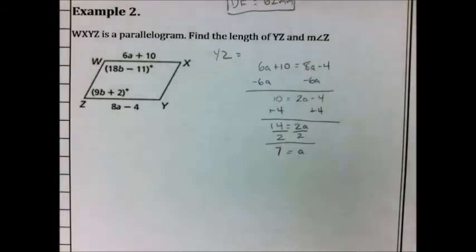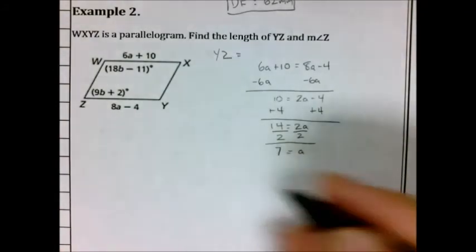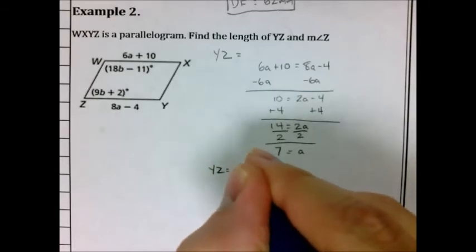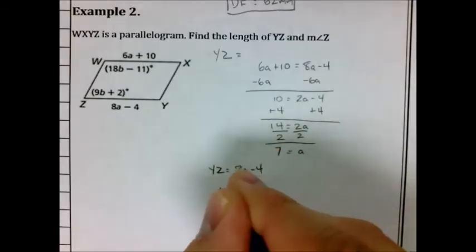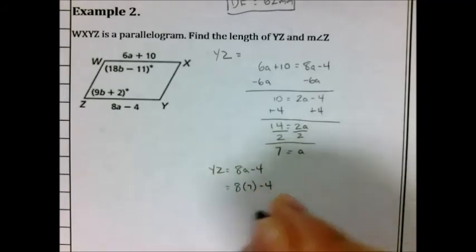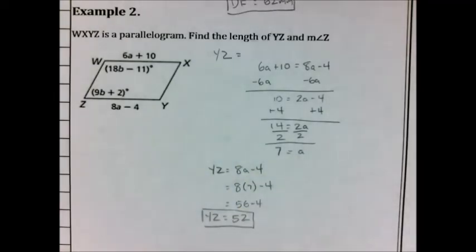And now we can plug that number back in for A and solve for ZY. Okay, or YZ. So we know YZ, again, is equal to 8A minus 4. And if A is 7, plug 7 in for A, then it's really easy to solve. 8 times 7 is 56 minus 4. That means YZ must be equal to 52. Okay? So YZ is equal to 52.